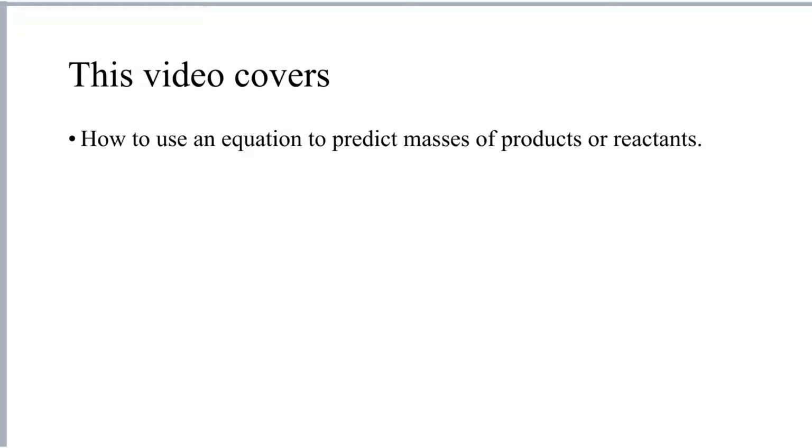Now, this is primarily aimed at GCSE students. It's useful for A-level students as well. If you're doing this at A-level, please use the AR relative atomic mass values to one decimal place from your periodic table. And you will need a periodic table and a calculator.